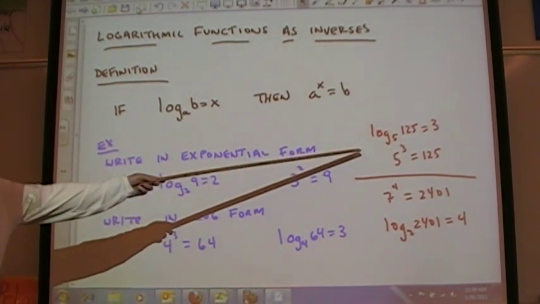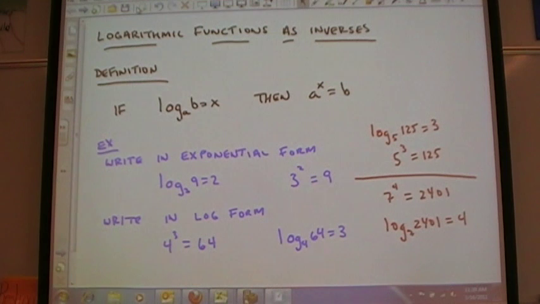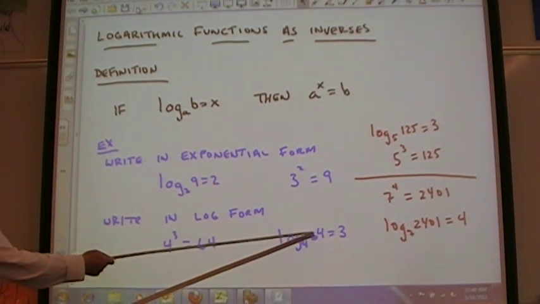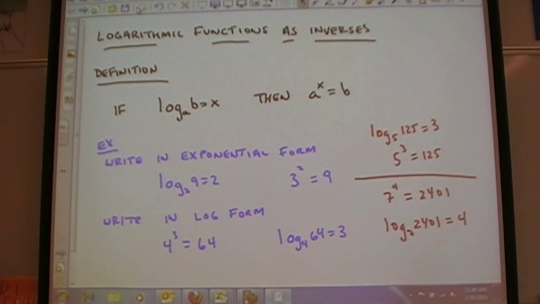Another one right here in red, if I give you log base 5 of 125 equals 3, you need to be able to go to 5 cubed equals 125. Does that make sense? Does everybody understand how to go from log form to exponential form? I think it's easier to go from log to exponential than it is to go from exponential to log. But down here below, if I give you 4 cubed equals 64, you should be able to write that as log base 4 of 64 equals 3. Okay?